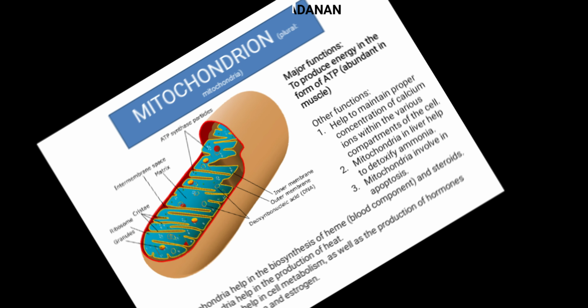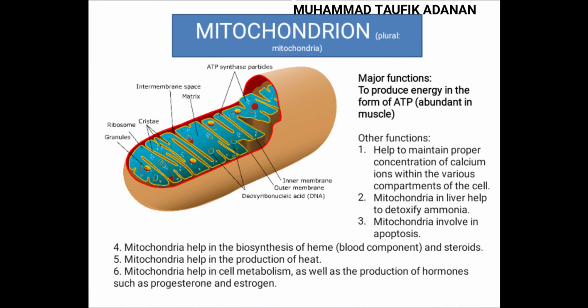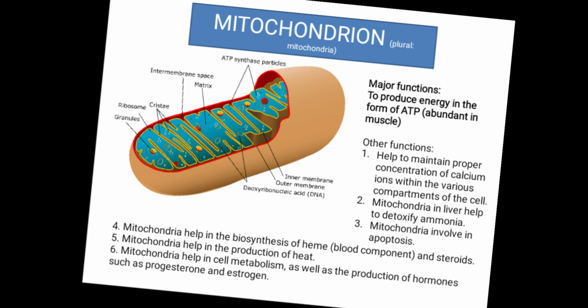The mitochondrion consists of an outer and inner membrane. It has cristae, ribosomes, and its own DNA. The functions of the mitochondrion include ATP production, ammonia detoxification, apoptosis, production of heat, and more.